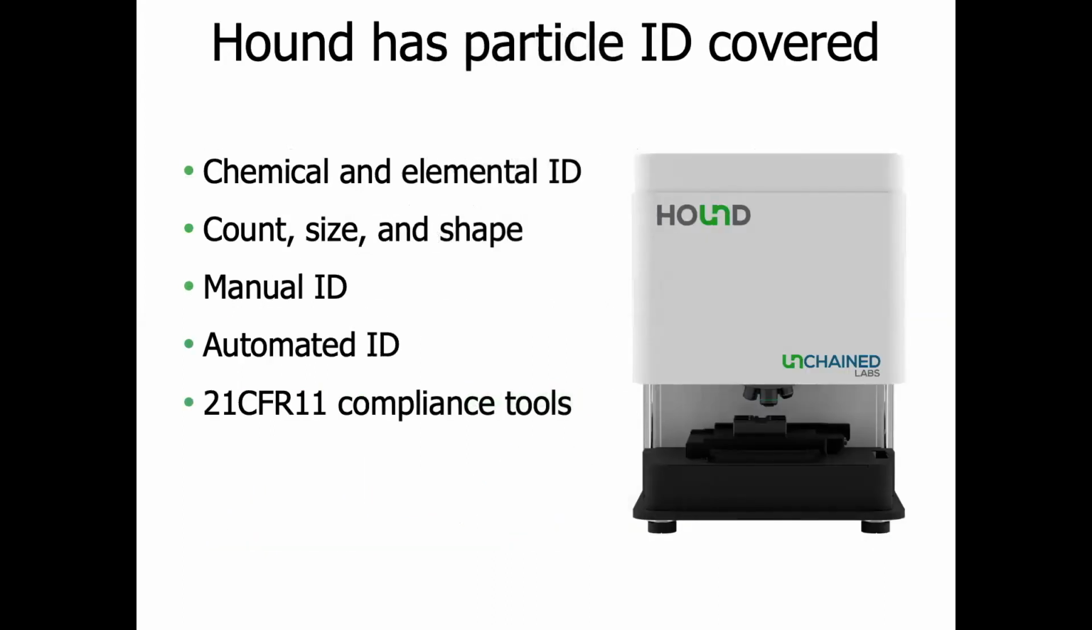So to sum up, this is what Hound can do for you. It will provide chemical and elemental ID of your particles using Raman and laser-induced breakdown spectroscopy. It will give you the number as well as size and shape information about the particles in your sample. You can use it in different modes of operation, for example, quickly identify a few particles manually or automatically analyze hundreds of particles on your sample. And it includes 21 CFR Part 11 compliance tools so that you can use it in a regulated environment.